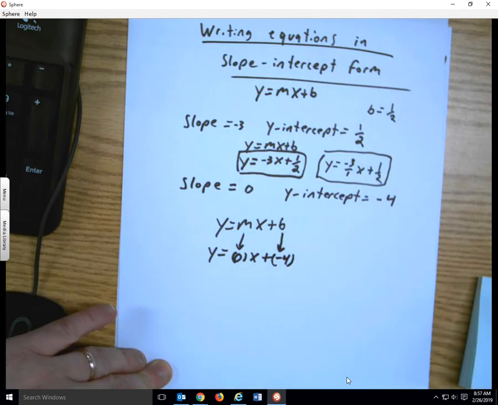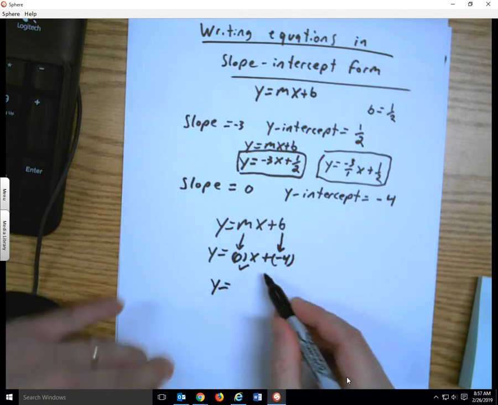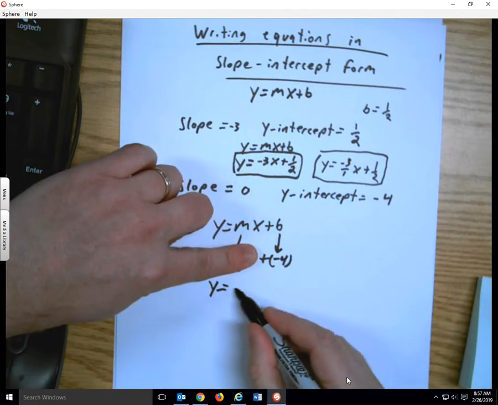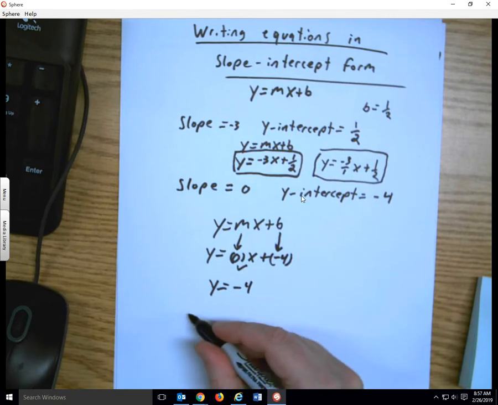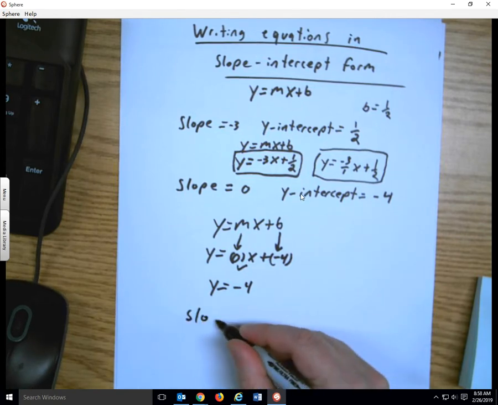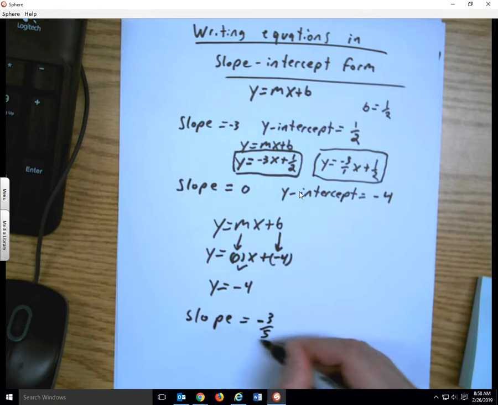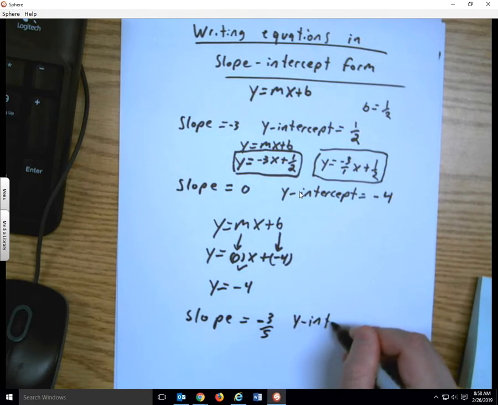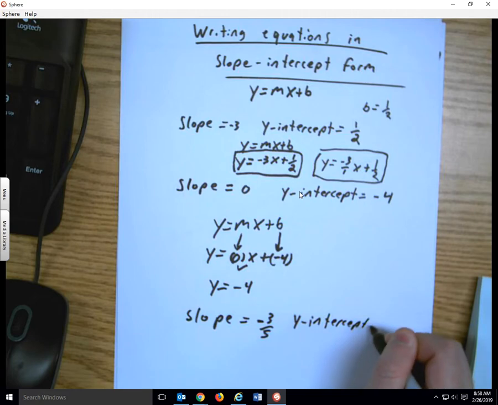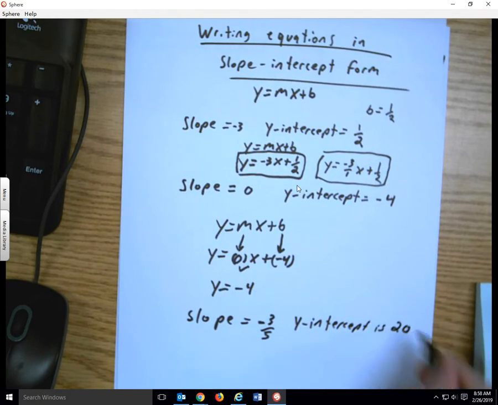Okay, we just do the order of operations. 0 times x is 0. Disappears. So y equals -4. All right, I want you to try one. See how you do. Let's say the slope is a -3 over 5, and the y-intercept is 20. See if you can solve that.